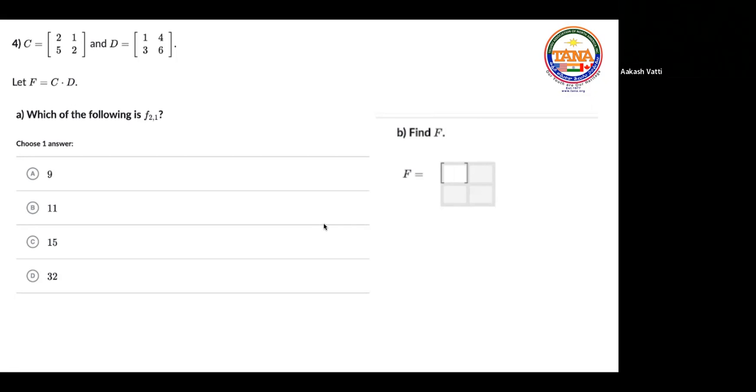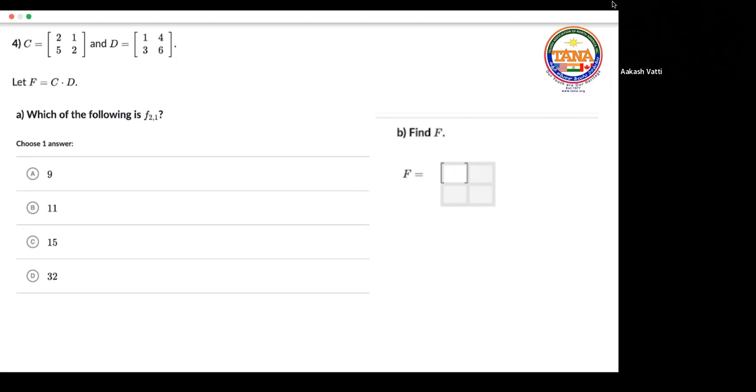I'll give you guys some more time. You guys still need more time, or should I solve it now? Do you guys still need more time, or should I just start solving it now?